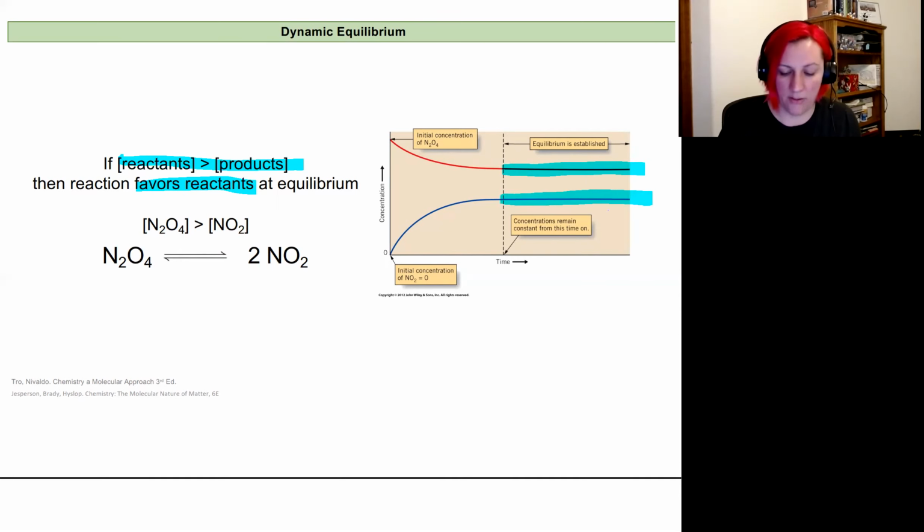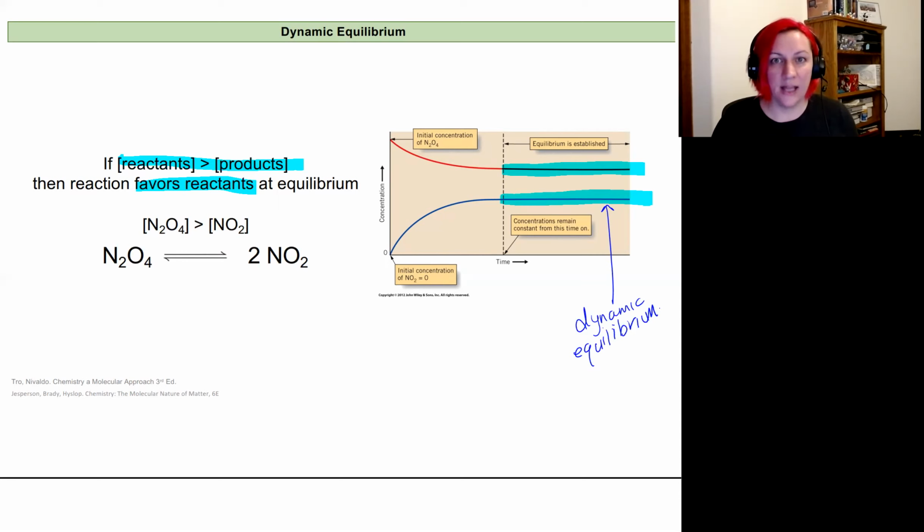And so here we are right here showing dynamic equilibrium. All right. So once we hit that point, then we don't really see the reaction changing anymore. There's constantly products being formed and reactants being formed, but their overall concentrations remain the same. And our concentration of our reactant is higher than our product. And so we'd say this favors reactants. We're not going to form very much NO2.